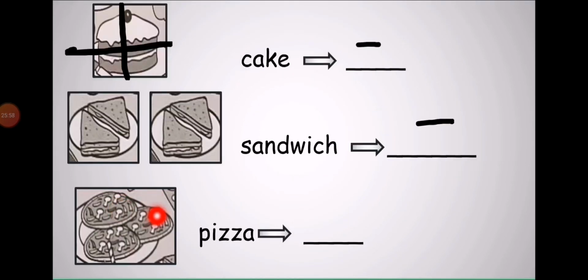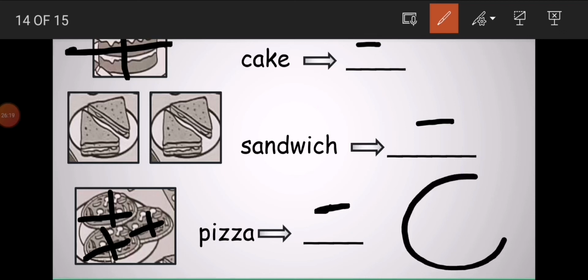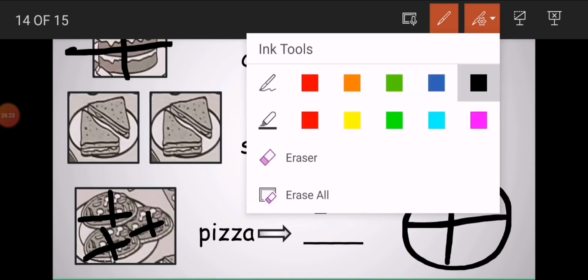Now look at the pizza. There are 3 pizzas and you have to divide them into 4 equal parts. You are giving them to 4 children equally. So what you will do, it's very simple. Divide each pizza into 4 equal parts. Then divide the parts. And please write the fraction here. Suppose this is the pizza. Count and divide into 4 equal parts.